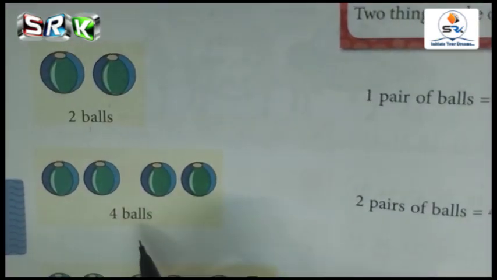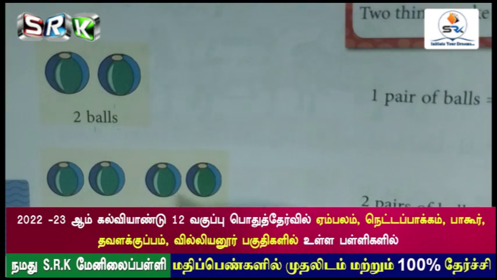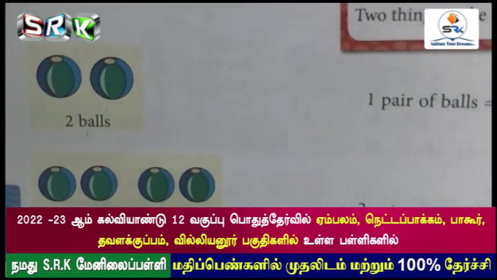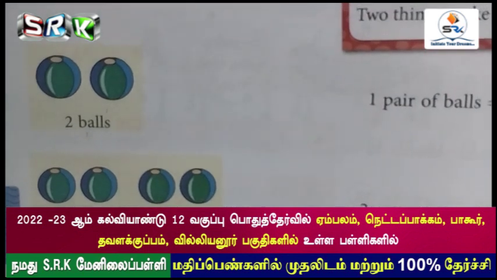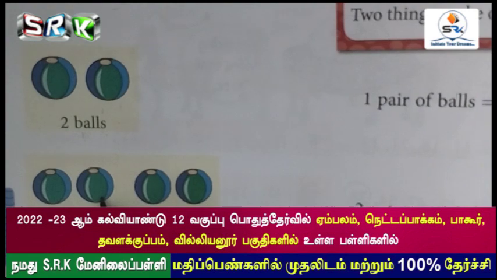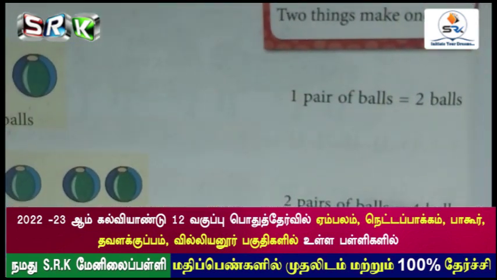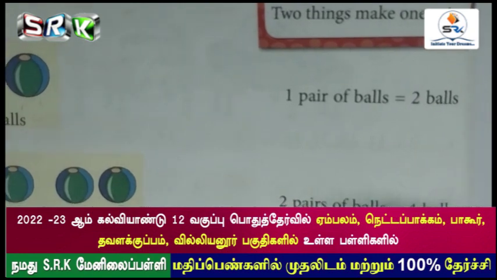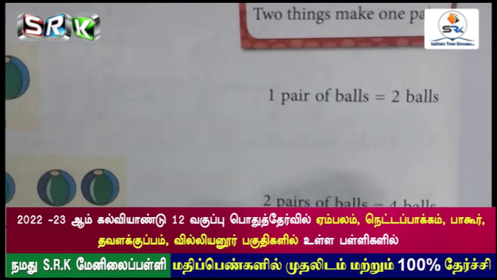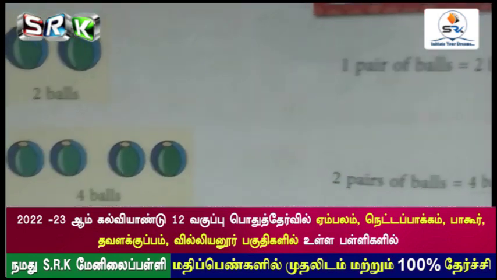Okay, next one, here giving how many balls ma? Now very good, how many balls? Four balls. So here split the balls in a two pairs. So theriyudha parunga inga or pair iruka, so inga one pair, two pair. So here giving two pairs of balls equals four balls. So counting four balls irukke, but pair ethana irukke? Two pair of balls. Okay, clear everybody? Okay, see the next one.